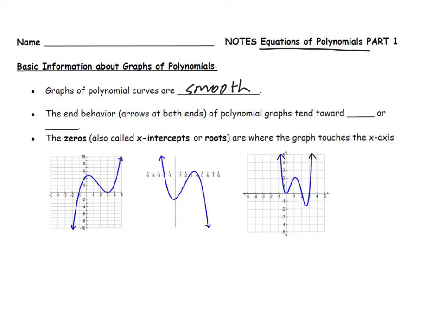Next, something we're not going to talk very much about, but they all have in common, is the end behavior, which is the arrows at both ends. And those arrows are either going upwards, which means they're going towards infinity, or they're going downwards, which means they're going towards negative infinity.